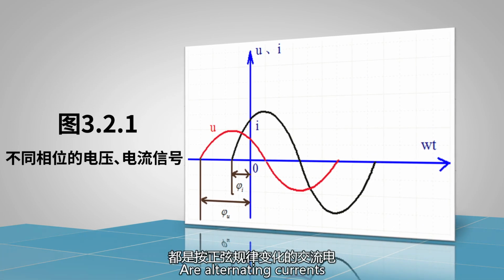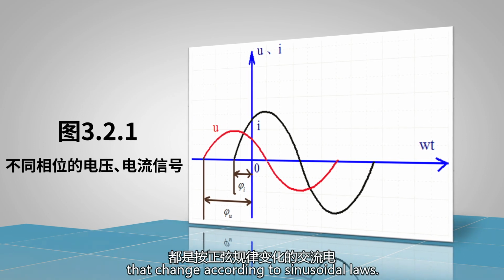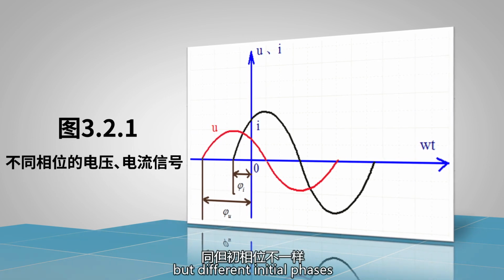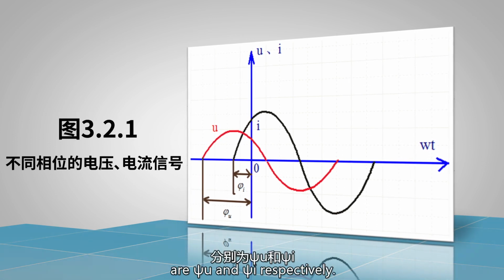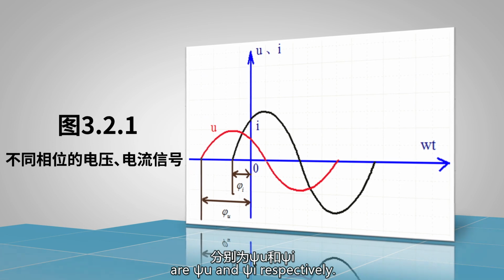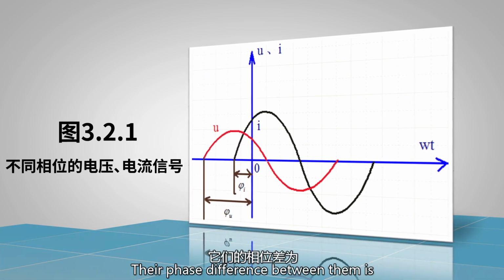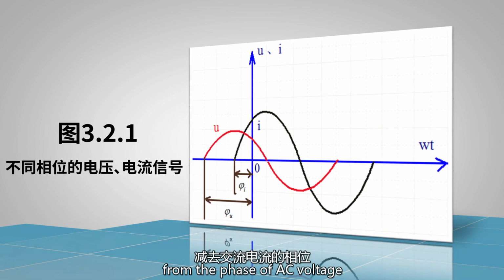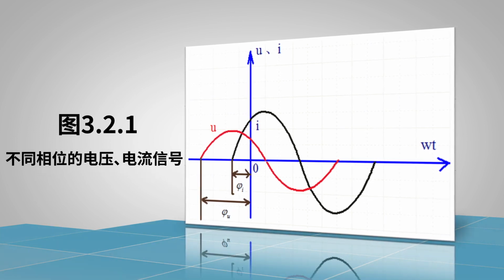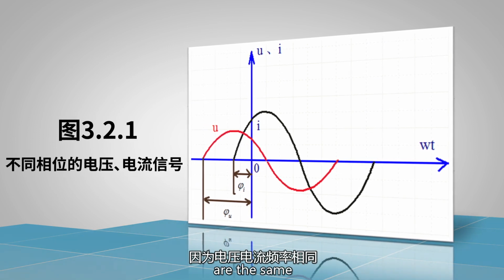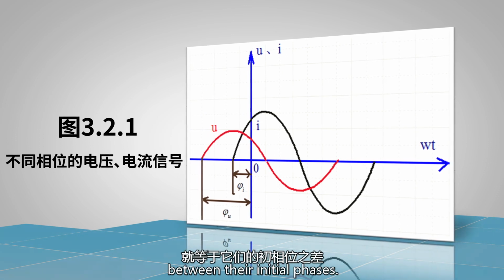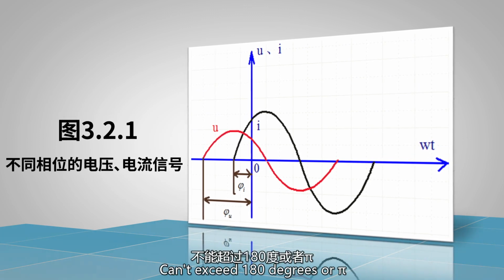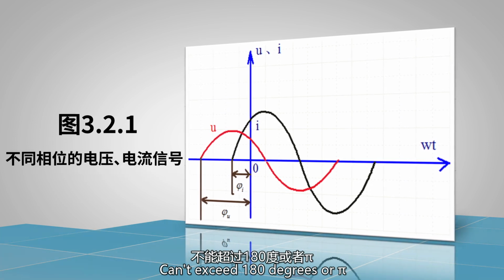Current and voltage are alternating currents that change according to sinusoidal laws with the same period, but different initial phases. Their initial phases are phi u and phi i respectively. The phase difference between them is obtained by subtracting the phase of AC current from the phase of AC voltage. Since the voltage and current frequencies are the same, the final phase difference is equal to the difference between their initial phases. The absolute value of phase difference can't exceed 180 degrees or pi.